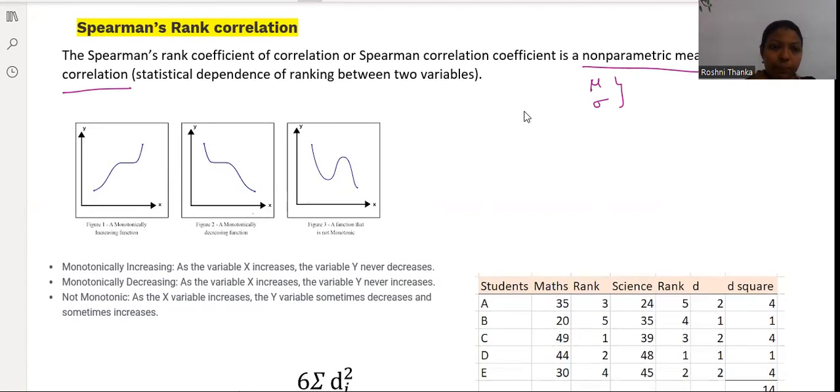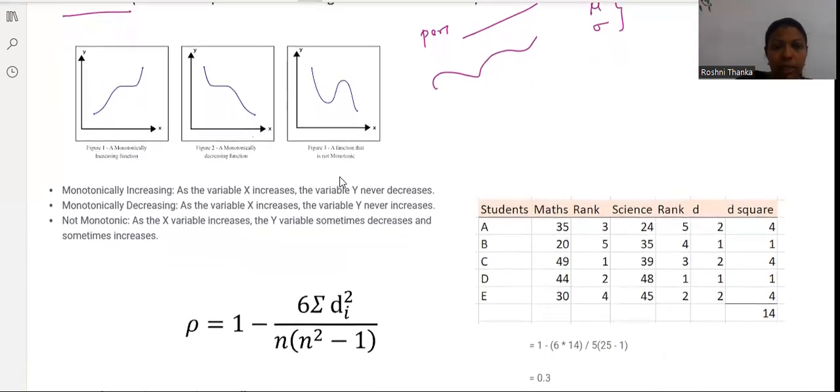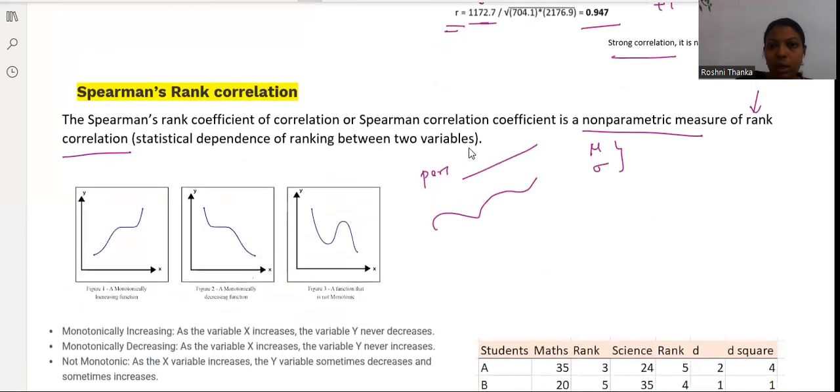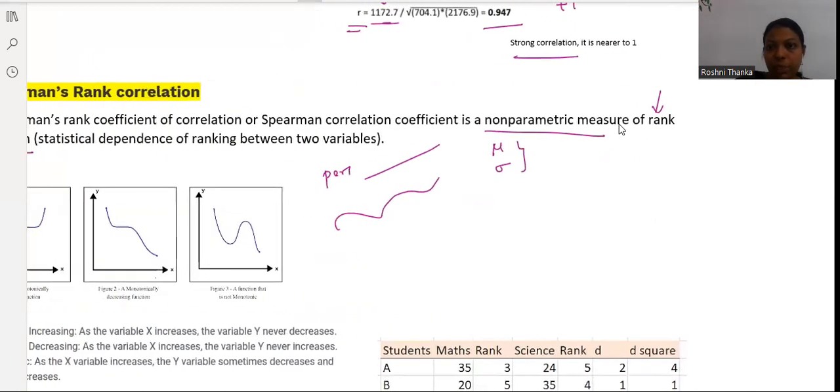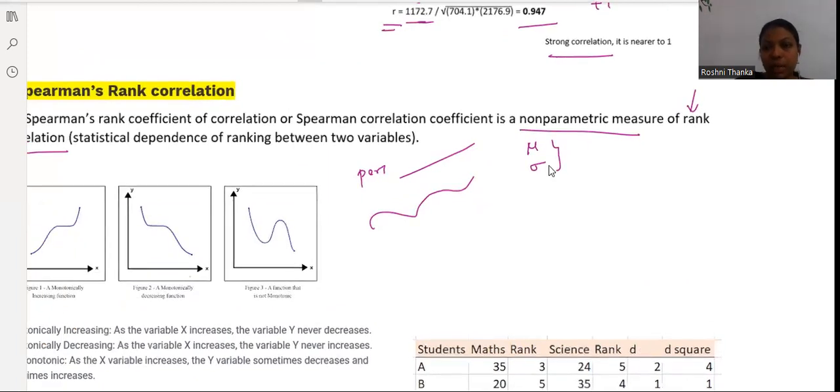between the variables. As I said earlier, Pearson will be used when the relation is linear, and Spearman will be used when your relationship is non-linear. So that is what it is here: monotonically increasing, decreasing, and no correlation. As I said, it is a non-parametric measure, which means we are not going to use any mean or standard deviation.